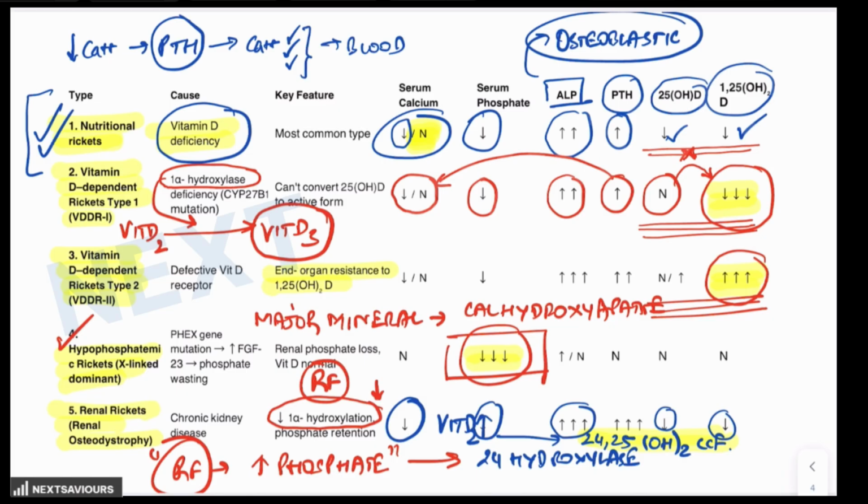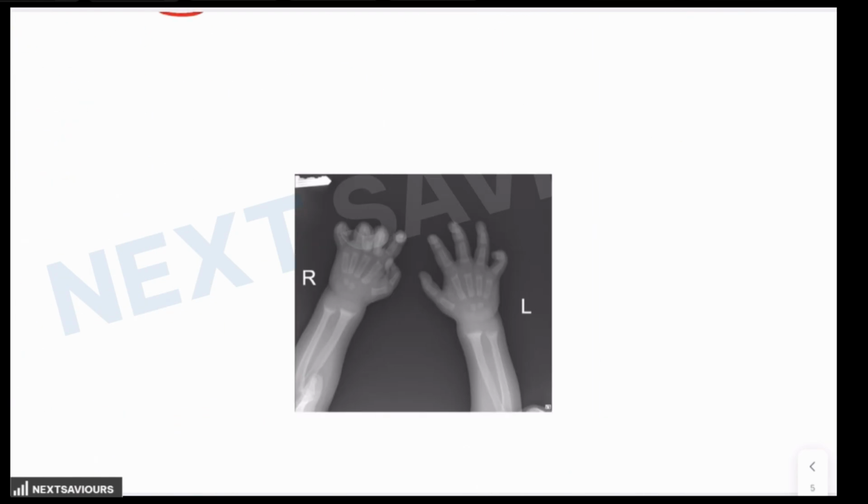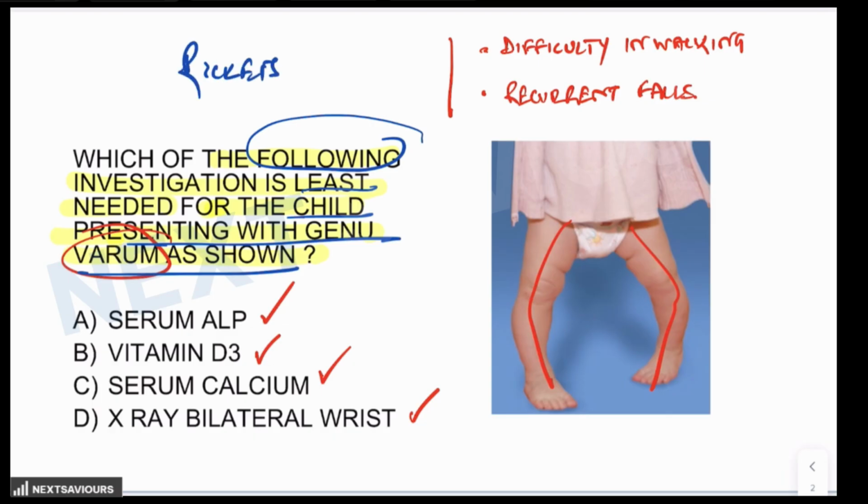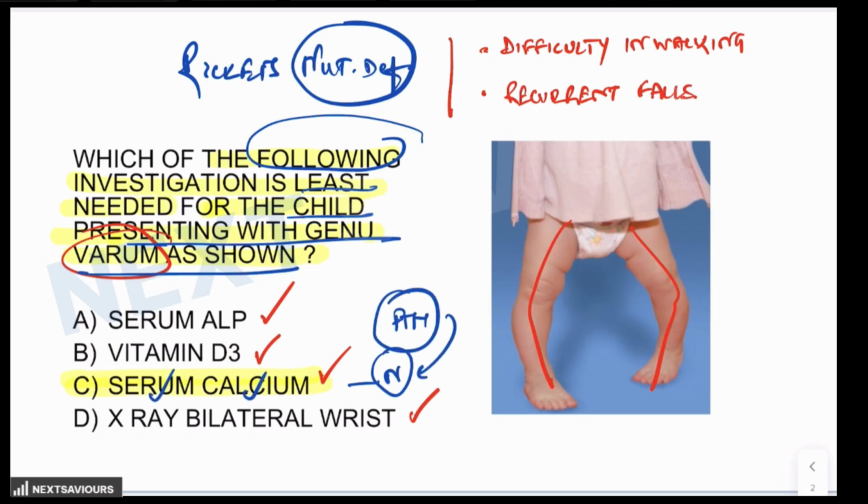Now, if you go back to the question, it makes sense: which of the following investigations is least required for a child presenting with genu varum? As you know, the most common reason for genu varus deformity in a growing child is rickets, and that too nutritional deficiency rickets. In nutritional deficiency rickets, there is absolutely no point in getting serum calcium levels done, because it is found to be normal despite the fact that calcium is depleted in the bones. Serum calcium values are tightly regulated by parathormone, which will bring them back to normal. So this is the least needed investigation.